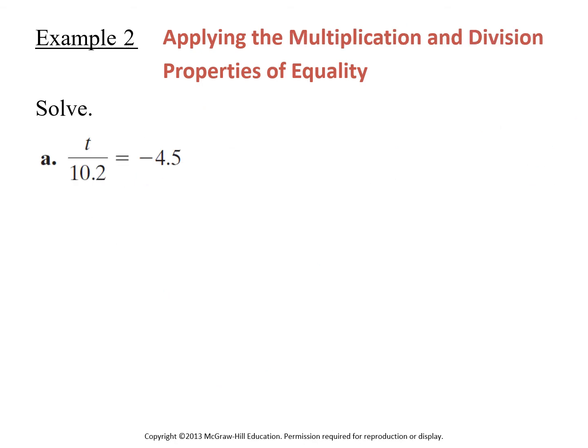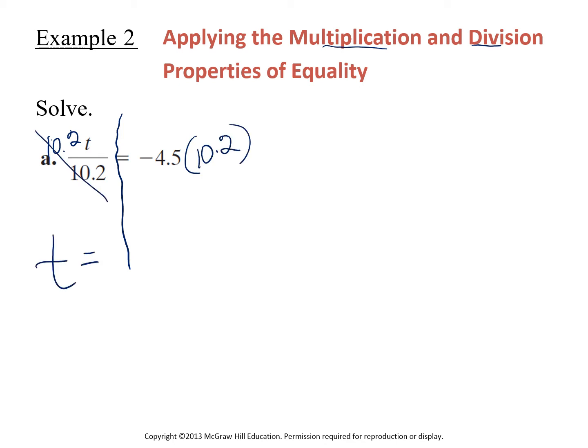Now I'm going to be applying the multiplication and division properties of equality. So I have t divided by 10.2 equals negative 4.5. So since they're dividing by 10.2, I'm going to multiply both sides of this equation by 10.2. So I'm left with t on the left, and negative 4.5 times 10.2 is negative 45.9.